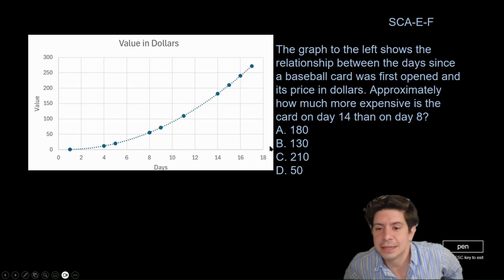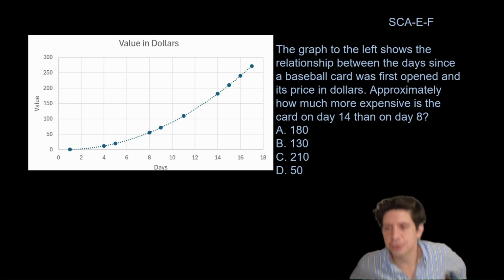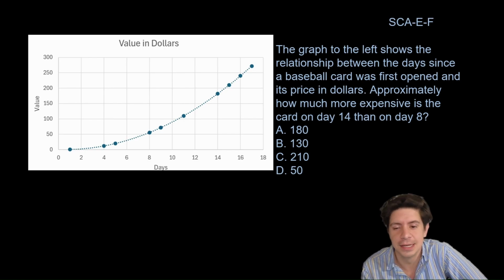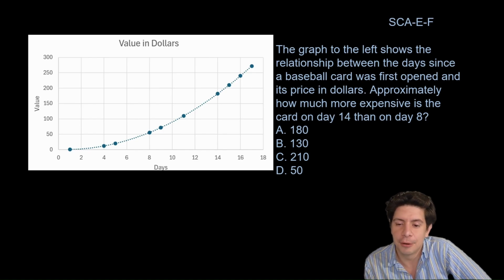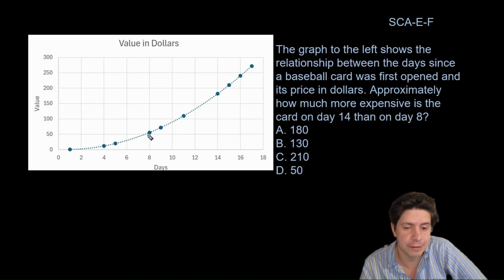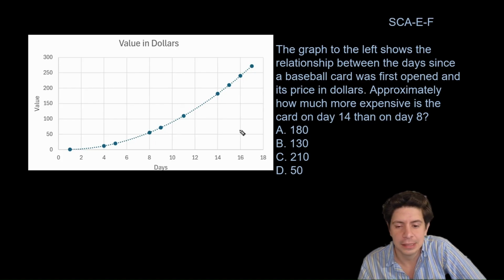Then we have this here where we're interpreting a nonlinear graph, SCAEF. The graph to the left shows the relationship between the days since a baseball card was first opened and its price in dollars. Approximately how much more expensive is the card on day 14 than on day 8? So we look at this. Day 8 is around 50 bucks. Day 14, it's around 180.